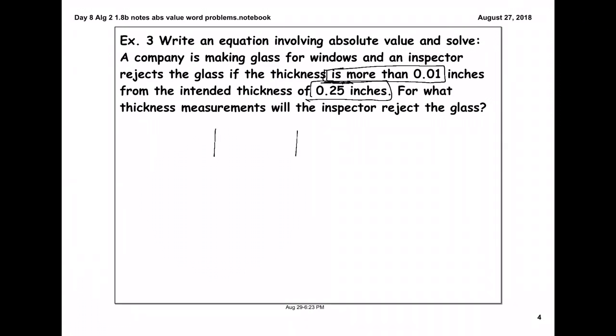So when we write our absolute value, our original thickness is 0.25, so we write x minus 0.25 inside our absolute value, and we need it to be greater than 0.01. When we solve our inequality, we break our absolute value bars into 2, so we have x minus 0.25 is greater than 0.01. We have x minus 0.25. Notice what's inside the absolute value bars never changes. In your second inequality, you're going to flip your inequality symbol over and change the sign of that number.